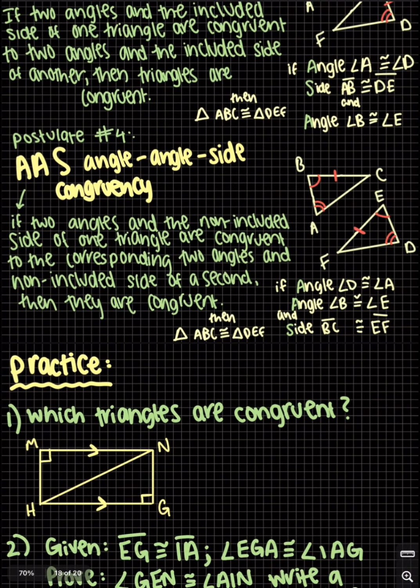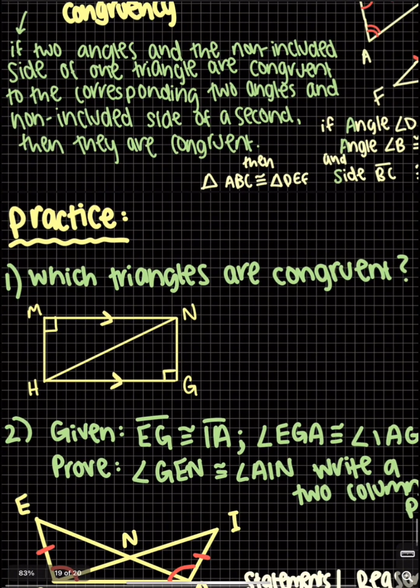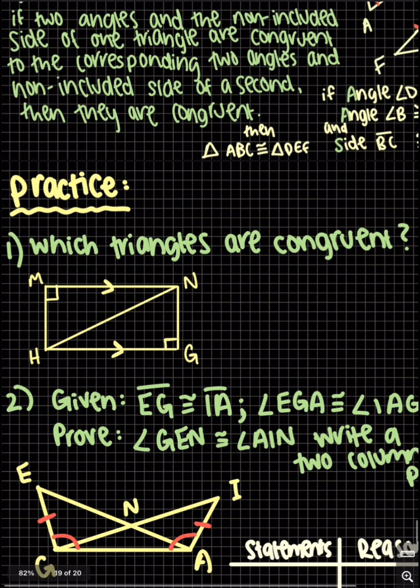Now let's do some practice together on triangle congruency. So let's start off with an easy one. Which triangles are congruent in this diagram? Okay, well, I have a rectangle and then I have a line in between it to make two triangles, right? I have two right triangles.